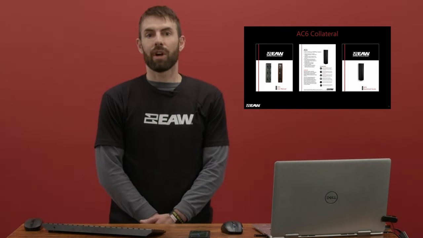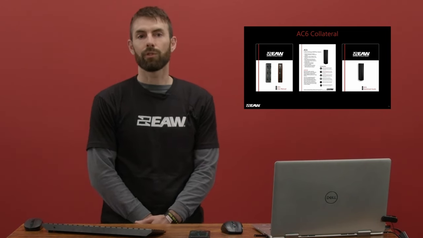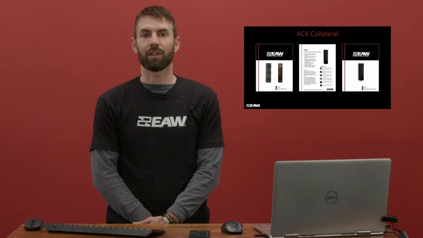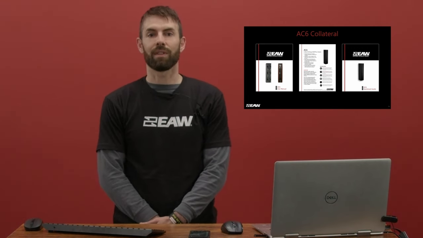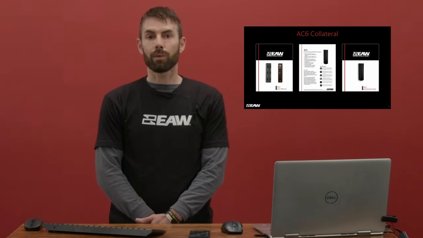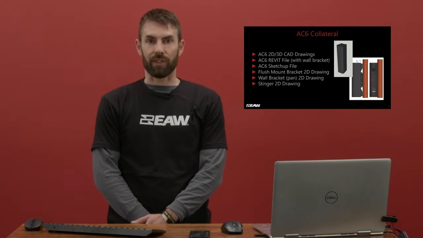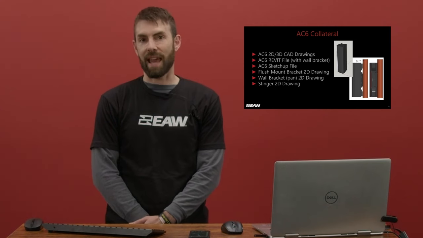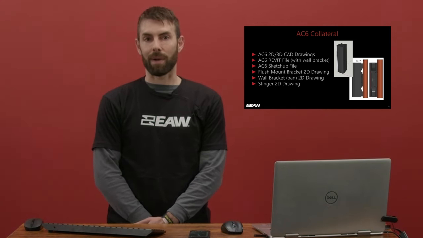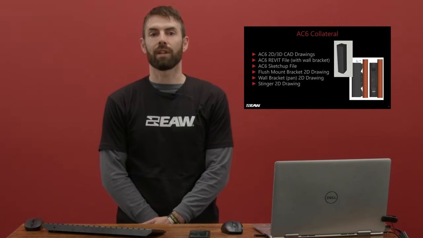There are also various tools and references available for download. For documentation, we have a spec sheet, which is an overview of the product's capabilities, a user manual, which is an in-depth look at all acoustic and electronic functions of AC6, accompanied with a detailed explanation of all accessories available, and lastly, a quick start guide, which will walk you through the steps of getting the system up as efficiently as possible. We also have various tools for designers. We have an AC6 2D and 3D CAD drawing, an AC6 Revit file with wall bracket, an AC6 SketchUp file, a flush mount bracket 2D drawing, a pannable wall bracket 2D drawing, and then the Stinger 2D drawing.